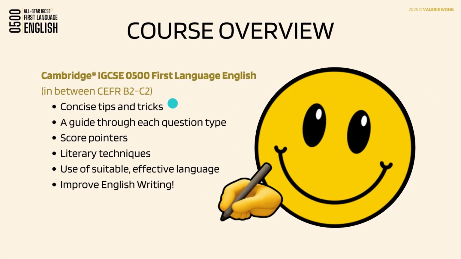Now, concise tips and tricks, a guide through each question type, as I said before. Score pointers, literary techniques, use of suitable, effective language, and to improve officially and overall English writing. Now, acing IGCSE 0500 would mean you are on a level C1 advanced in the CEFR. IGCSE 0500 in itself sets a test in between CEFR B2 to C1. But if you want to learn more, why not? Some topics will be in level C2 proficiency, the highest level anyone can get up to. But don't worry, we'll get through them together.